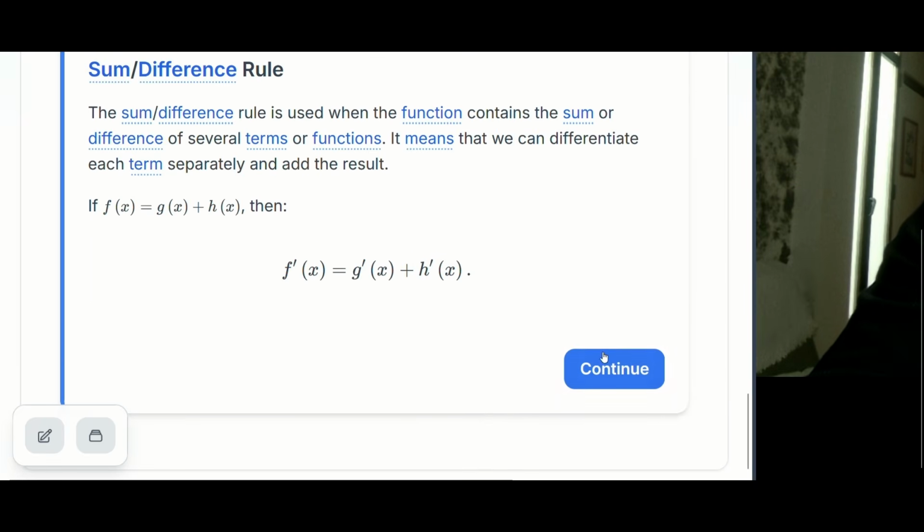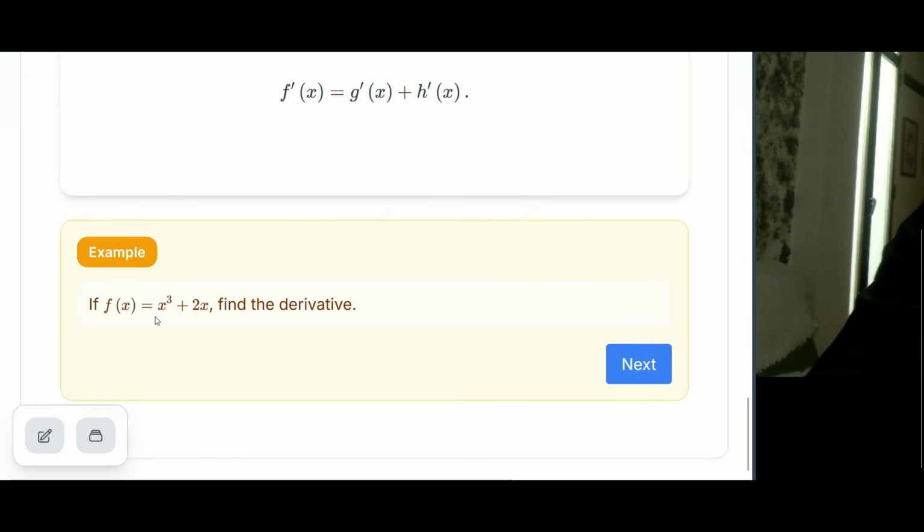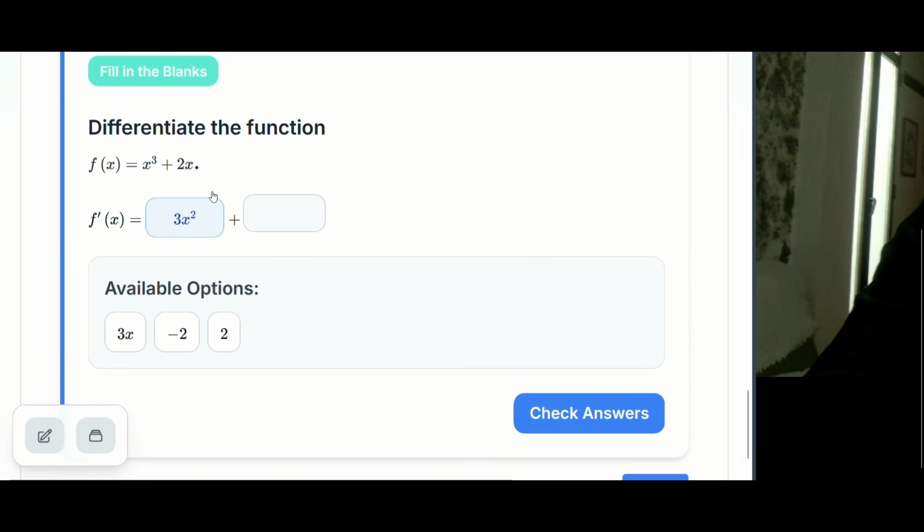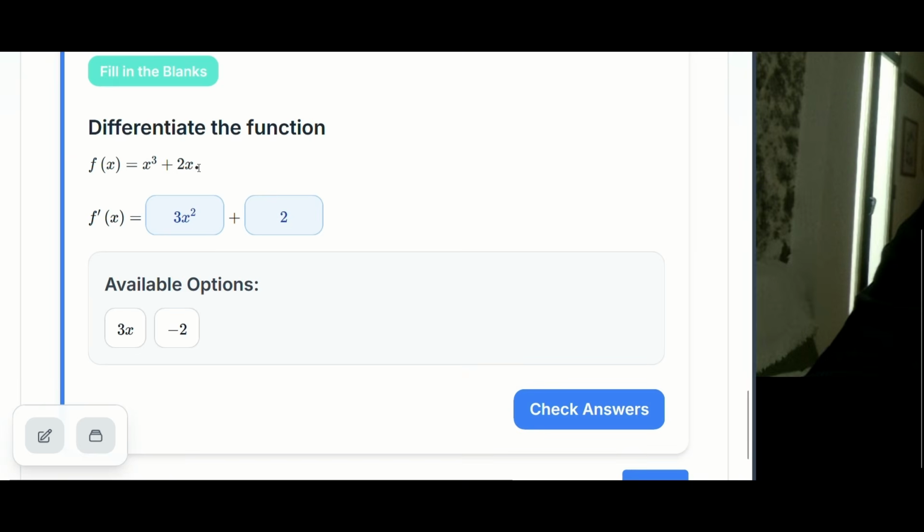The next one I'm going to do is the sum and difference rule. This basically says if I have a function that has 2 or more terms in it, then I can just differentiate the terms separately. So if I have x cubed plus 2x, find the derivative, I'm just going to differentiate them one at a time. So x cubed is going to go to 3x squared, and 2x is going to go to just 2. Remember, technically there's x to the power of 1 there.